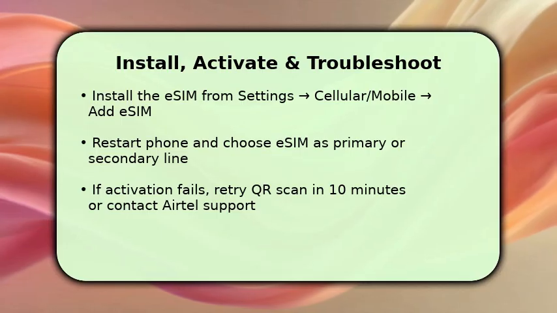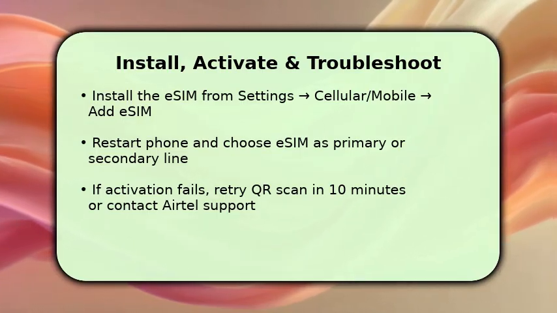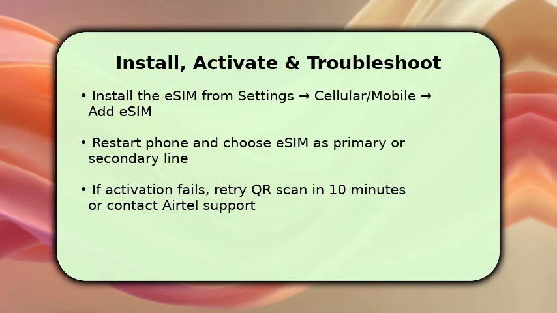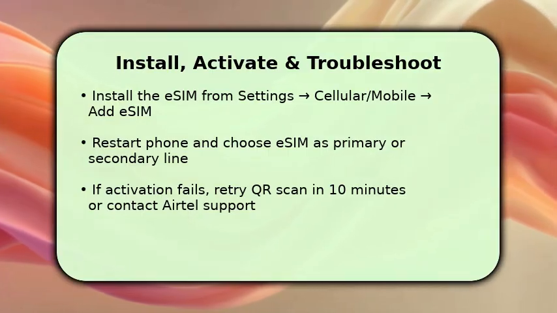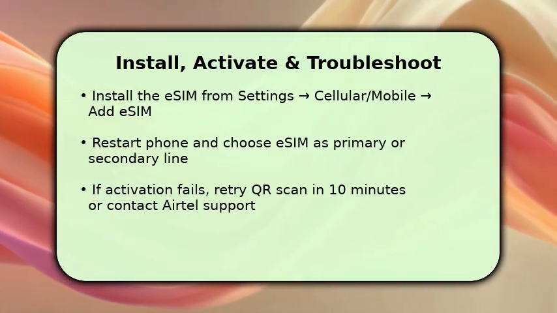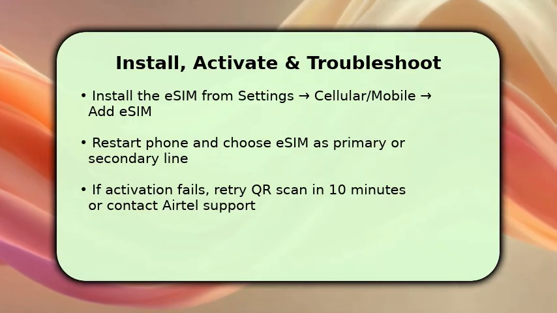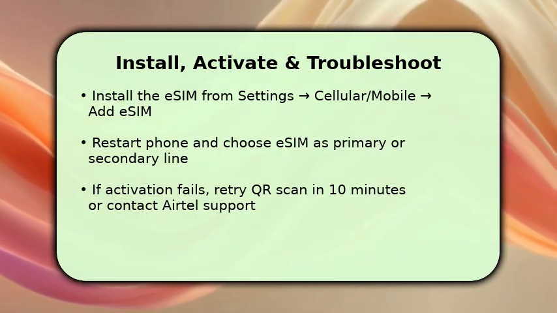You may be asked to set the eSIM as primary or secondary. Restart the phone to complete provisioning and check signal bars and Airtel network name. If SMS/data don't work immediately, wait a few minutes. Sometimes network provisioning takes time.